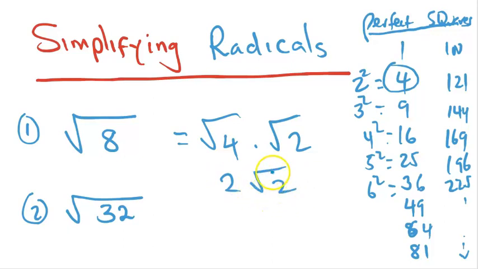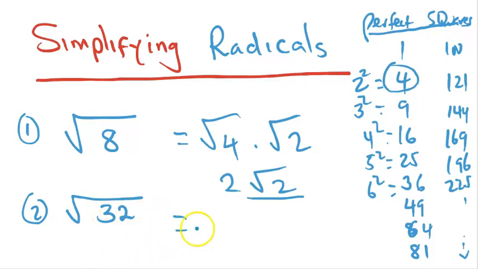You cannot simplify root 2 because there's no perfect square in it. So this is your answer for the first problem. Okay, what about simplifying the radical root 32?